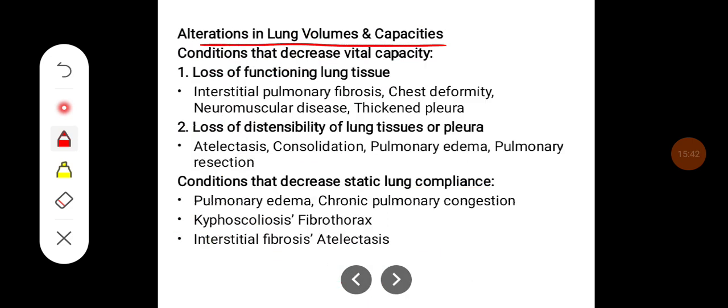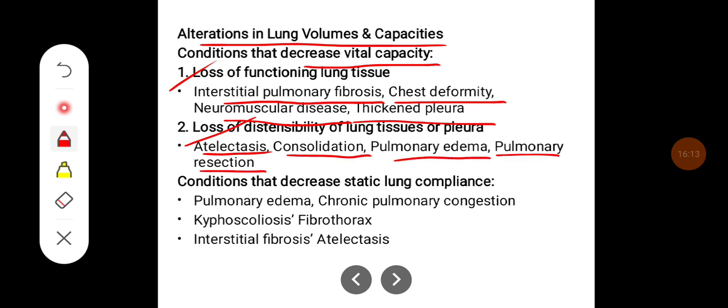The alteration in lung volume and capacities. The conditions that decrease vital capacity are first because of the loss of functioning of the lung tissue or loss of distensibility of the lung tissue or pleura. The loss of functioning in the lung tissue are the interstitial pulmonary fibrosis, chest deformity, neuromuscular diseases, and thickened pleura. The loss of distensibility is going to occur in atelectasis, consolidation, pulmonary edema, and pulmonary resection.